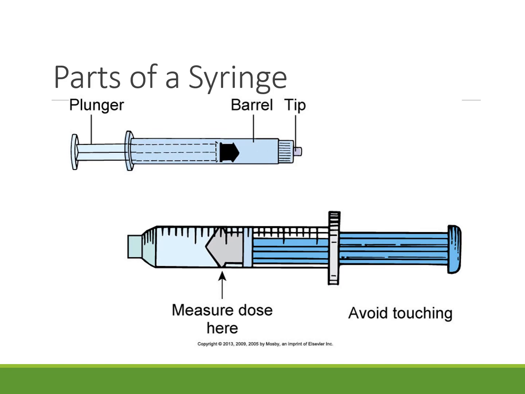This presentation shows the different parts of the syringe. You have your plunger, the barrel, and the tip. At the tip is the area where we're going to put the needle. Then we have the measured dose. Avoid touching this area of the plunger, because that is the area that should always come in contact with the medication.